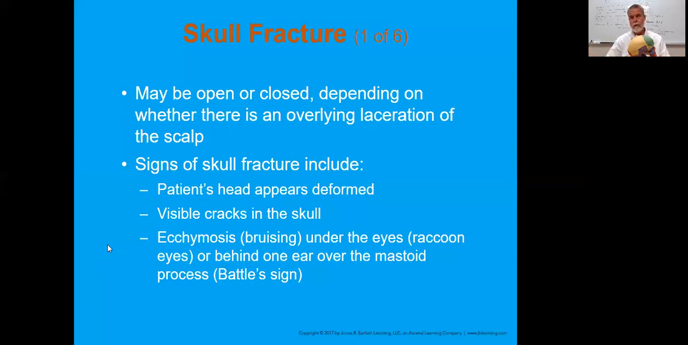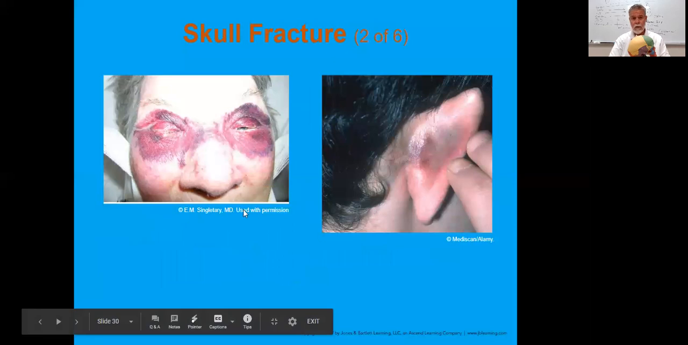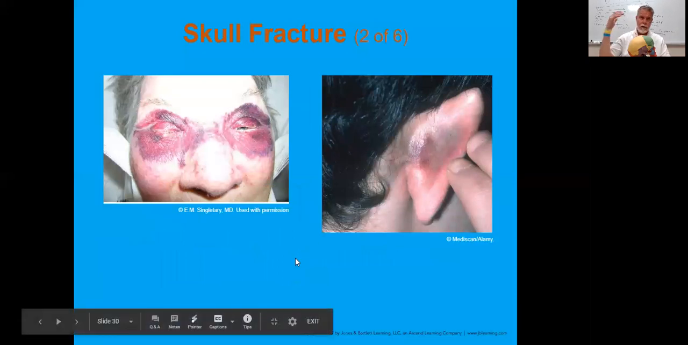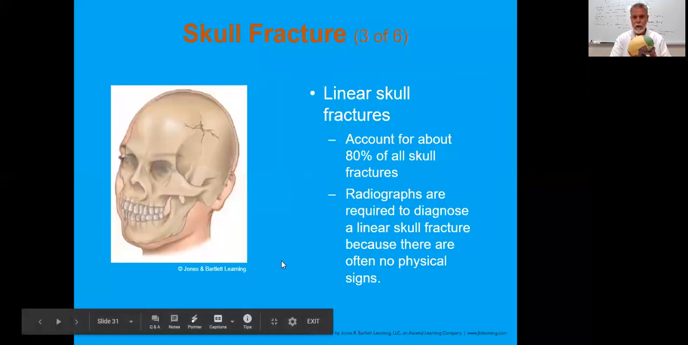Ecchymosis, the term we introduced in the soft tissue injuries, is just bruising under the eyes for raccoon eyes, and there are some illustrations of Battle signs as well, which are actually kind of cool. So maybe you can see why it's called raccoon eyes. The Battle signs here are just indications, and I'm going to say skull fracture, right? Skull fracture, we've got to make sure we're transporting these patients safely and to the closest emergency department.